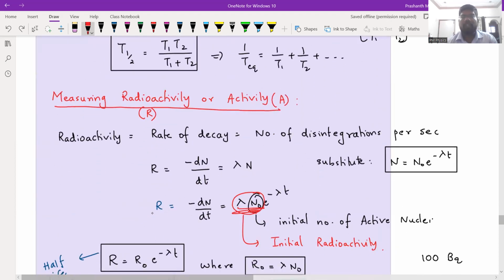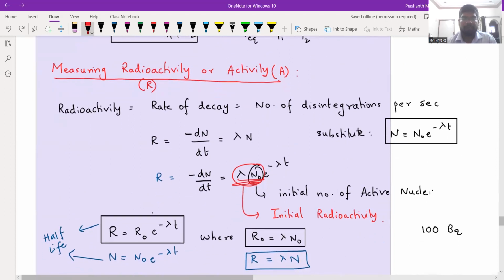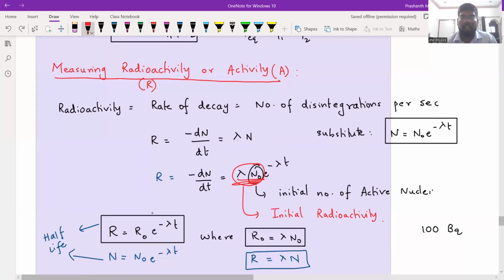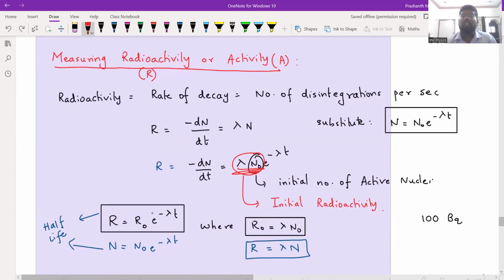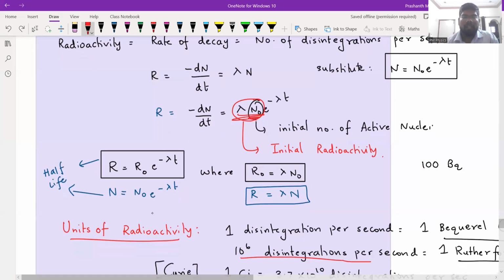Then we have seen how to measure radioactivity. Radioactivity is nothing but the number of disintegrations per second, that is minus dN by dt. And we already know minus dN by dt is lambda N. In the place of N, we write N0 into e power minus lambda t. This lambda into N0 represents the initial activity. N0 is the initial number of active nuclei, whereas lambda into N0 is the initial activity. But as time goes on, activity is also going to fall because active nuclei are going to fall. So the half-life for activity uses the same formula: T half is 0.693 by lambda, that is log 2 base e by lambda.